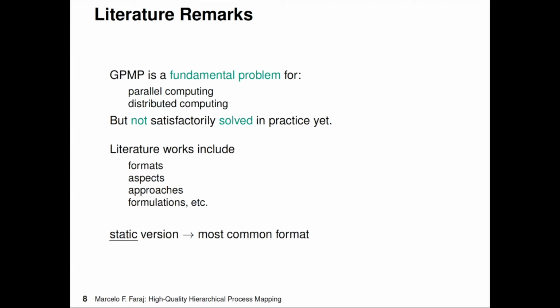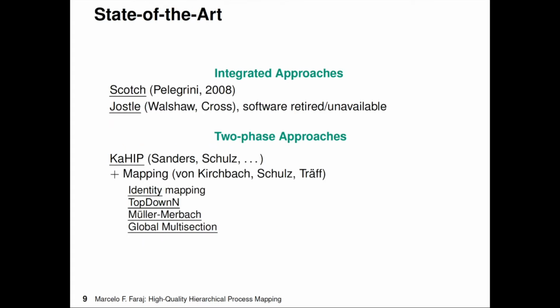Although literature works include different formats, different aspects, different approaches, and different formulations, this problem is usually tackled as a static problem. Now let's give a closer look at the state of the art of the general process mapping problem. We have actually two states of the art.